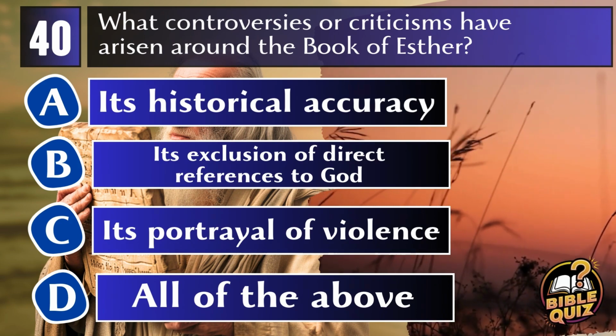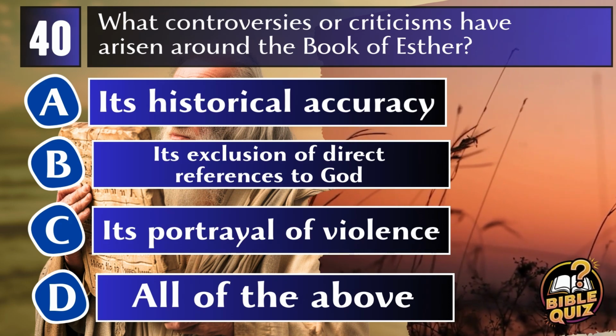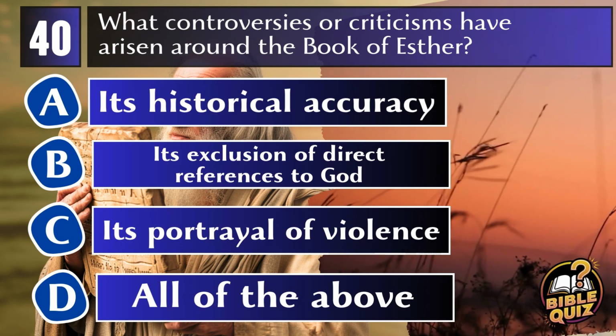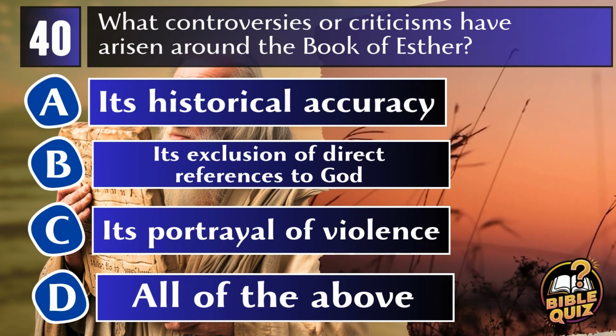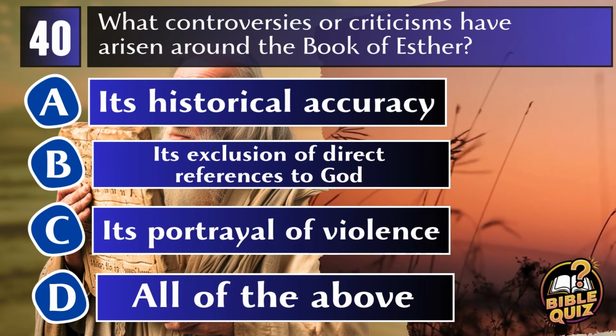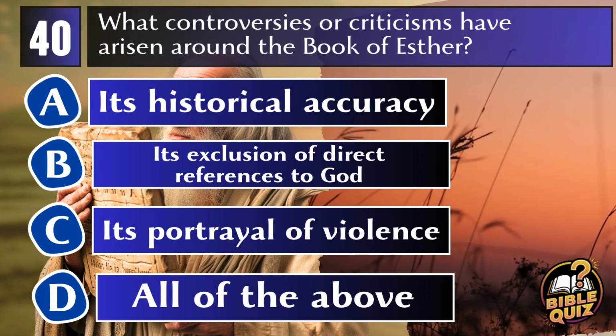Question 40. What controversies or criticisms have arisen around the Book of Esther? A. Its historical accuracy. B. Its exclusion of direct references to God. C. Its portrayal of violence. D. All of the above.